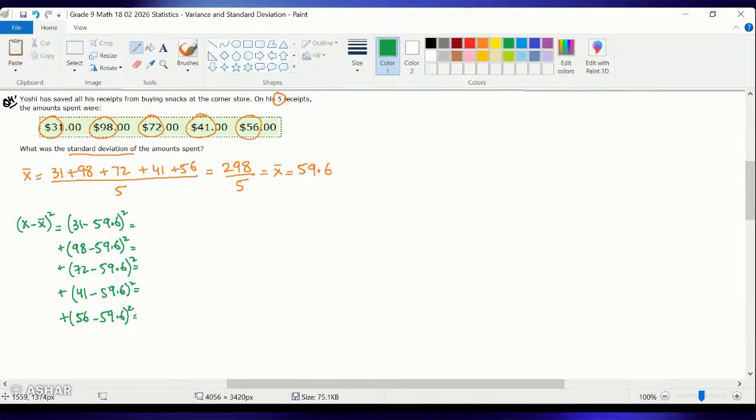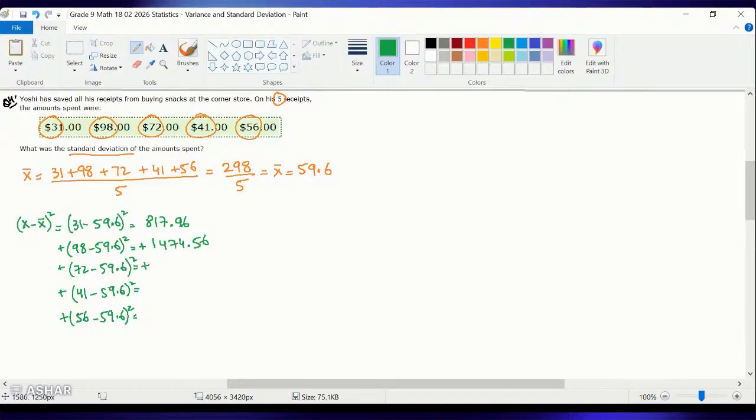31 minus 59.6 comes out to be 28.6. 28.6 squared would give us 817.96. 98 minus 59.6 comes out to be 38.4. 38.4 squared is 1474.56.